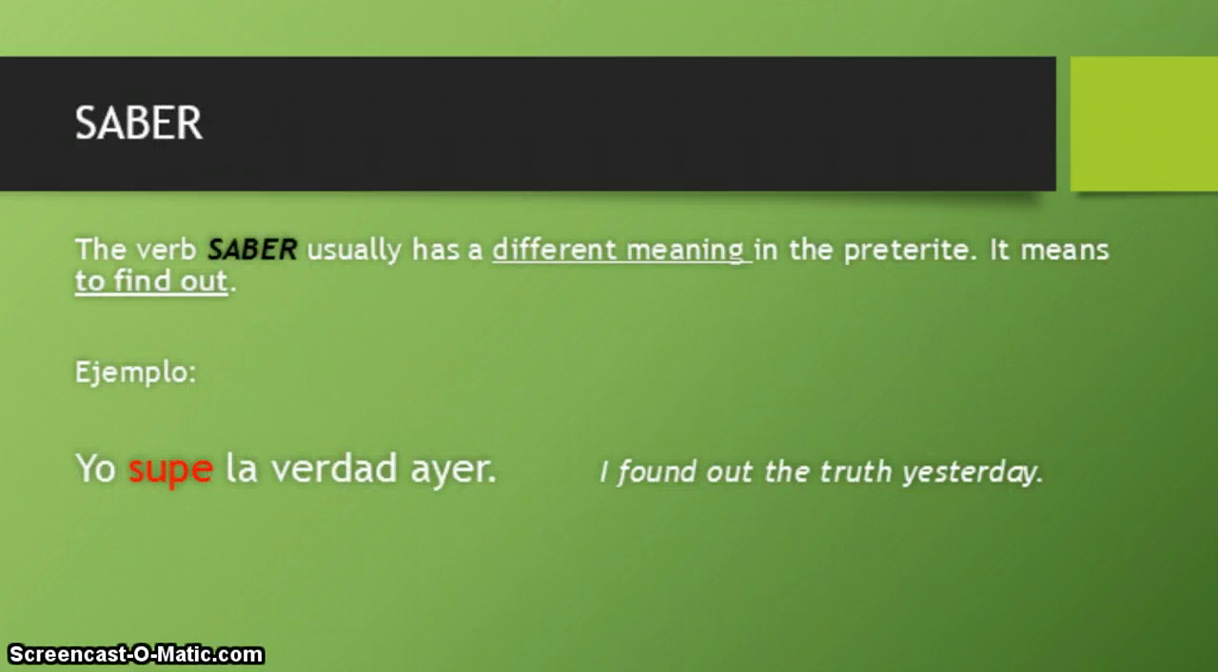Quick note before we finish up here, the verb saber we know is the verb to know, specifically facts and information. We have conocer for people and places. Saber usually has a different meaning in the preterite. It actually changes from to know to find out. Down below, I have an example of this. Yo supe la verdad ayer. I found out the truth yesterday. I wouldn't say I know the truth yesterday. I found it out since it's over and done with.